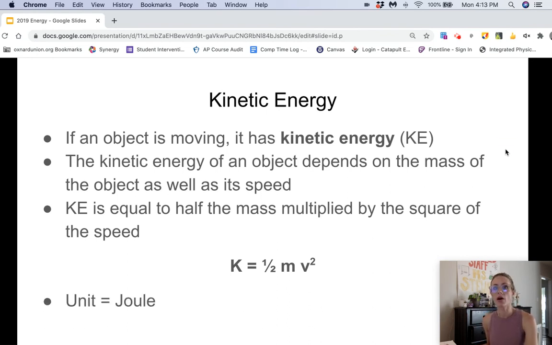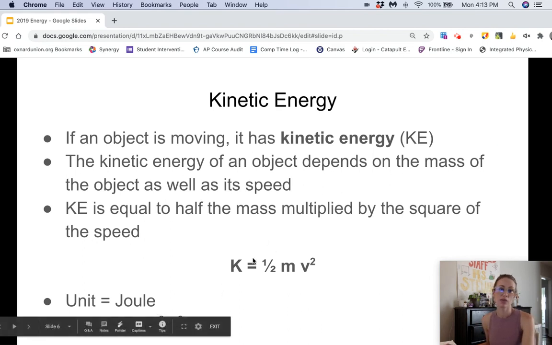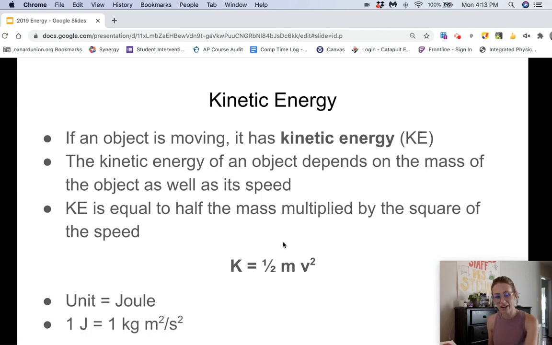Now, the unit for all of these types of energies, the gravitational potential energy, elastic potential energy, and kinetic energy, is called a joule. We denote this as a capital J. So I could say I have 10 joules or 10 J of kinetic energy or something like that. A joule is equal to 1 kilogram times meters squared per second squared.